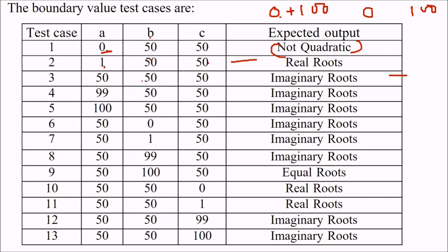For imaginary roots, we have to take 50, 50, 50, then you have to take 99, because 0 to 100 are the values, so you have to take 99 first, 100 first, these are the boundary values. For b also, because this is 0, you have to take 0 and 1, these are the boundary values. In a similar fashion, for imaginary roots, you have to take 0, 1, 99, 100 like this. So for boundary value analysis, you have to check all these outputs, these are the boundary value test cases.